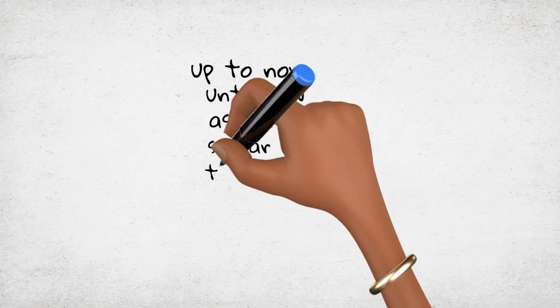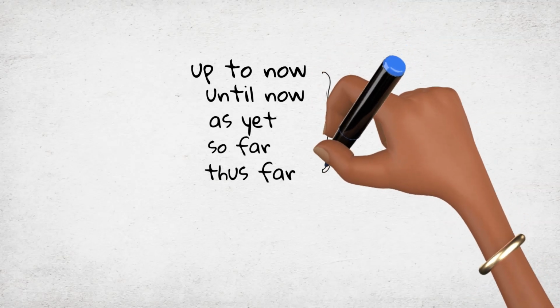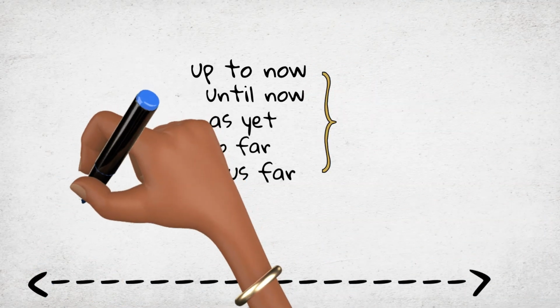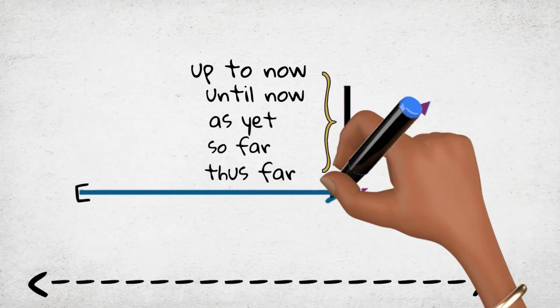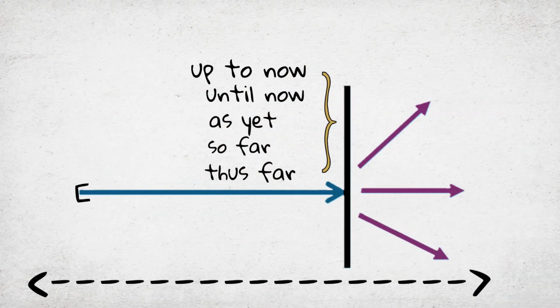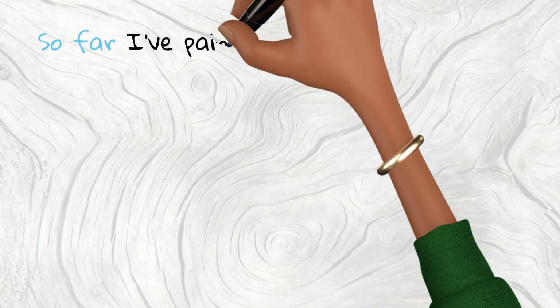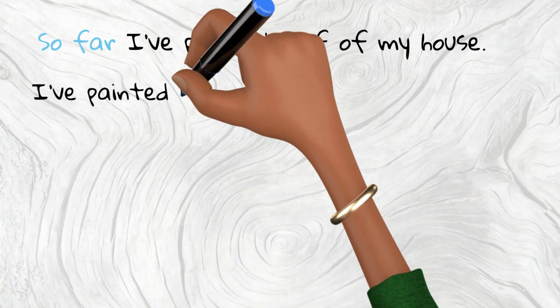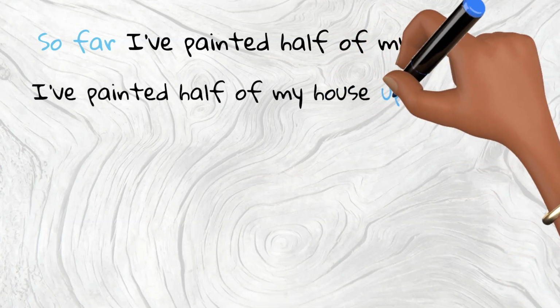And they are used. Now let's have some examples. We've seen some you already know, but we'll still have a look at them to remind ourselves how to use them. Here we have up to now, until now, as yet, so far, thus far. As yet, thus far, so far, I've painted half of my house. It means I've reached half of my house up to this point in time.